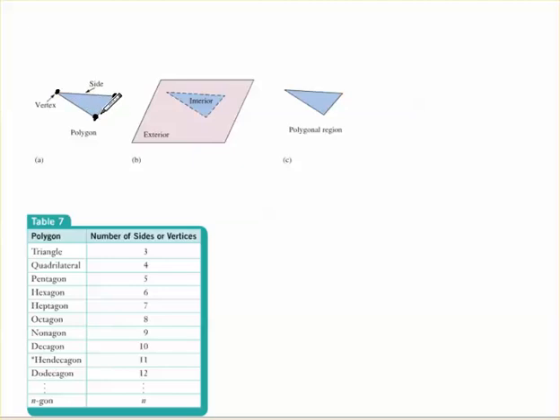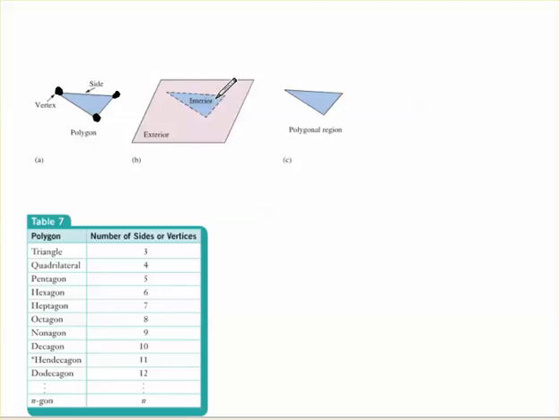So we have these sides that are the line segments that are used to make up those figures. Where the line segments meet, or where we have these corners, we call those vertices. So each one is a vertex. Together, the plural would be vertices.